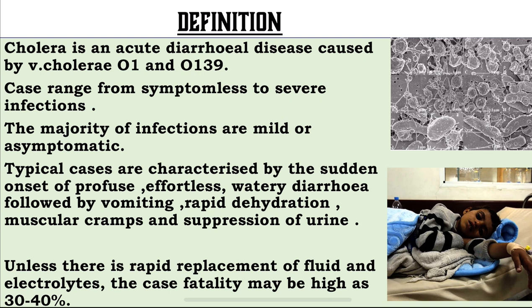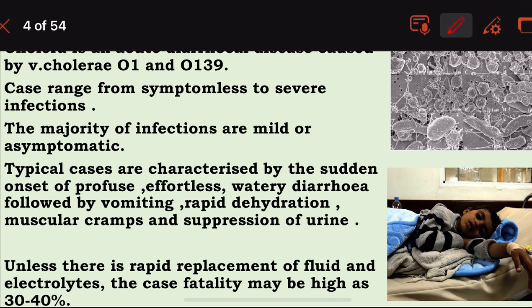The majority of infections are mild or asymptomatic. As I said, they are symptomless. The majority of the cases can be symptomless or mild, whereas the severe ones are few. Typical cases of cholera are characterized by the sudden onset of profuse, effortless, watery diarrhea. What is the characteristic of cholera diarrhea? It will be watery, rice-watery, profuse in quantity, and effortless.